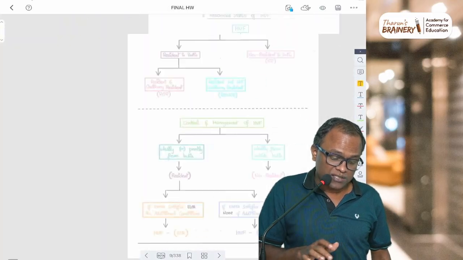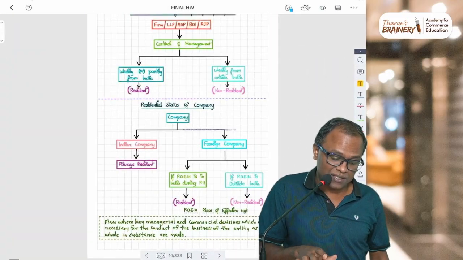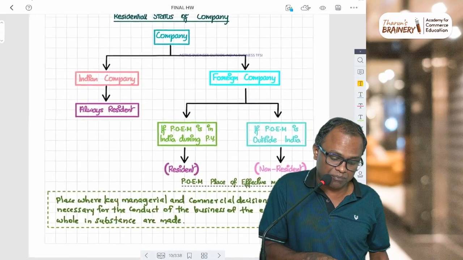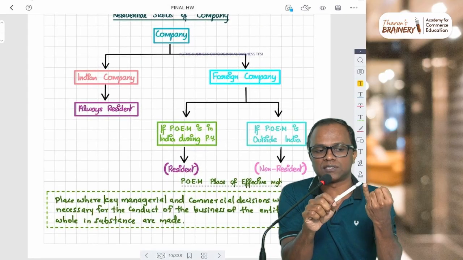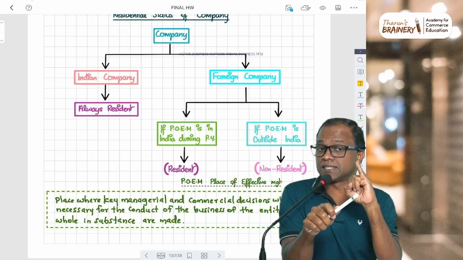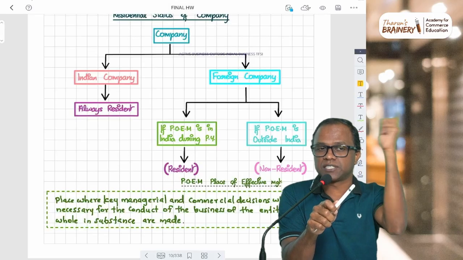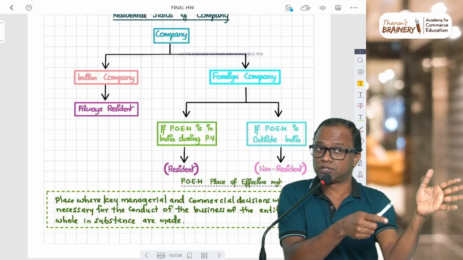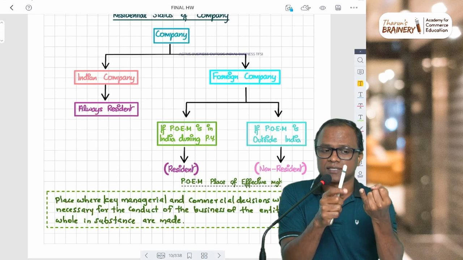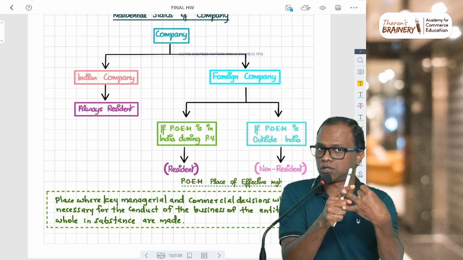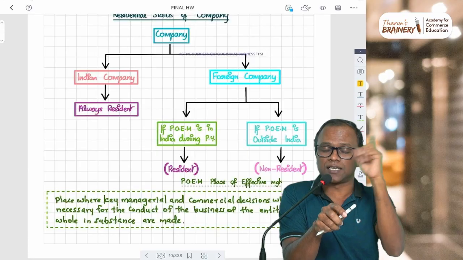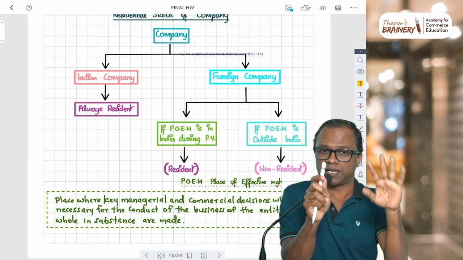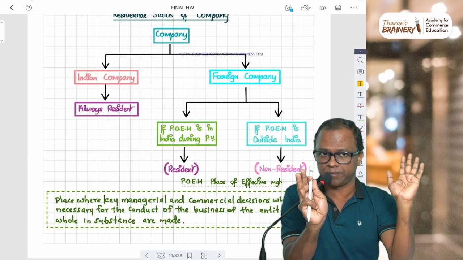Before that, why are we studying residential status? Residential status of an assessee is very important because to determine the taxation principle, we have to know the status of the assessee. If the assessee is a resident, global income is taxed. Resident means individual and HUF. There are two subcategories: resident and ordinarily resident, and resident but not ordinarily resident. If you are resident and ordinarily resident, global income is taxable. Global income means Indian income as well as foreign income is taxable in India.